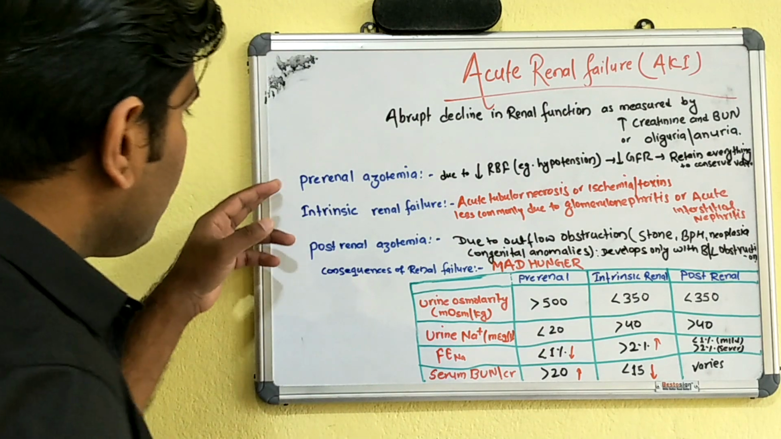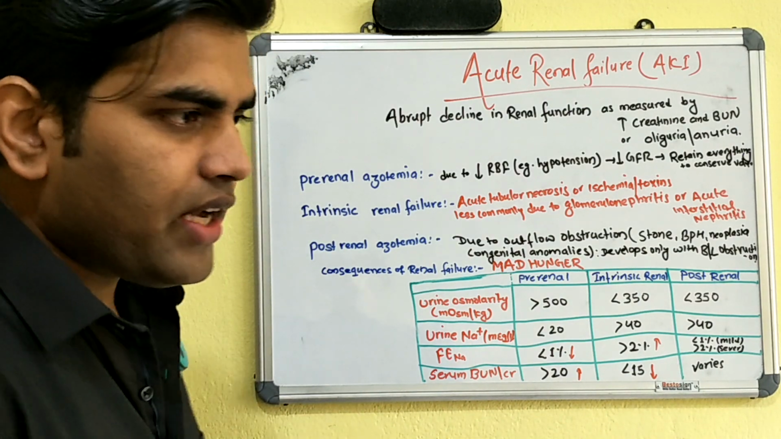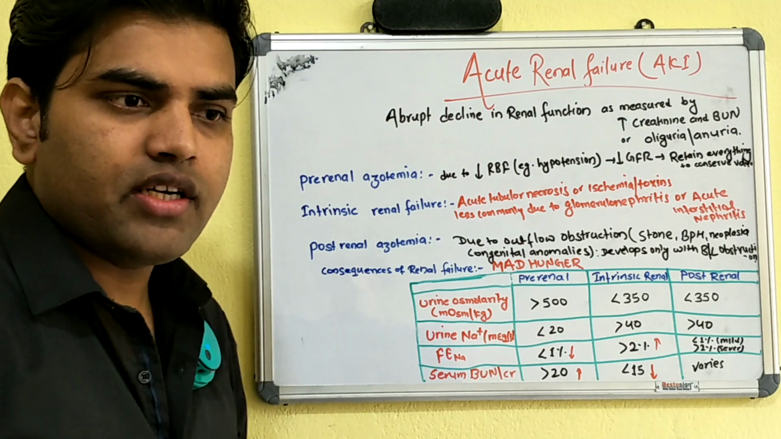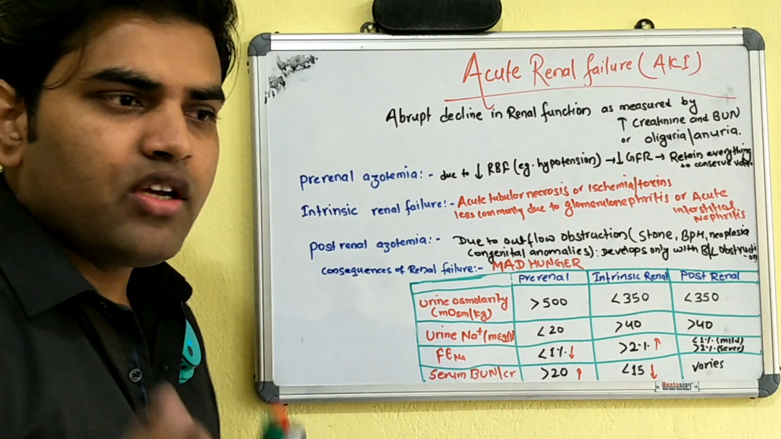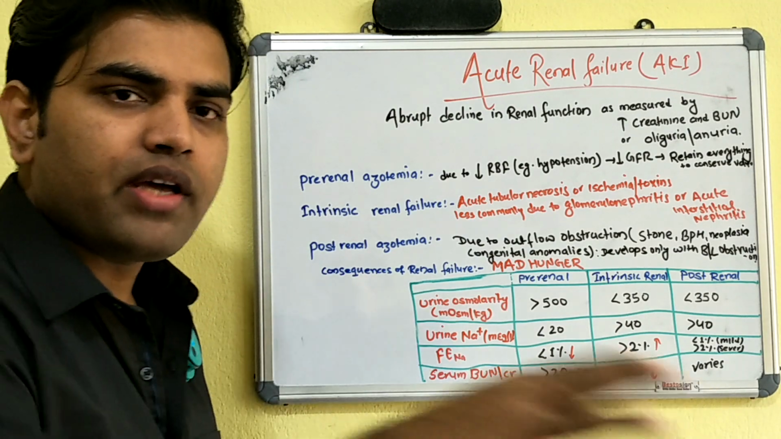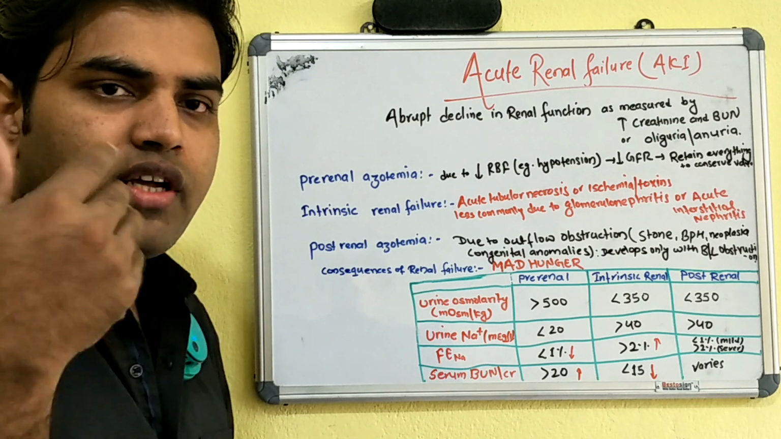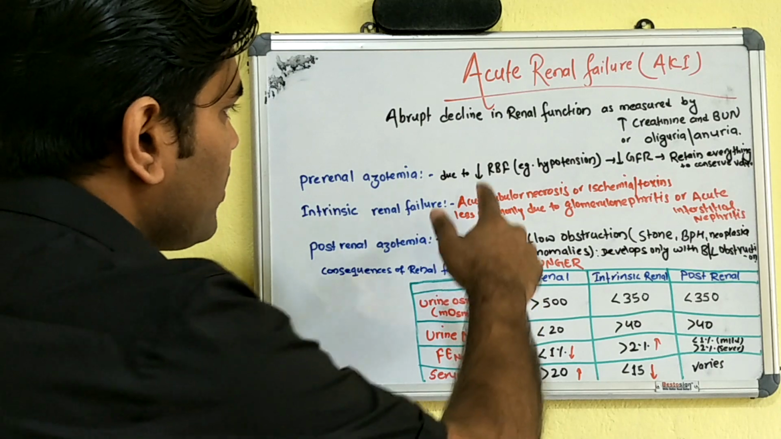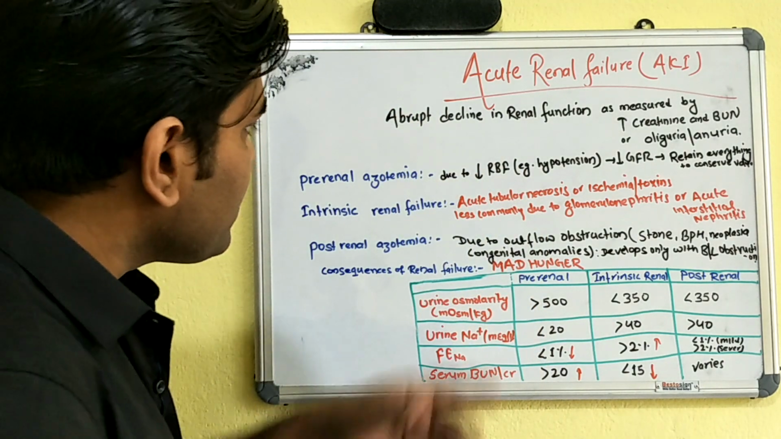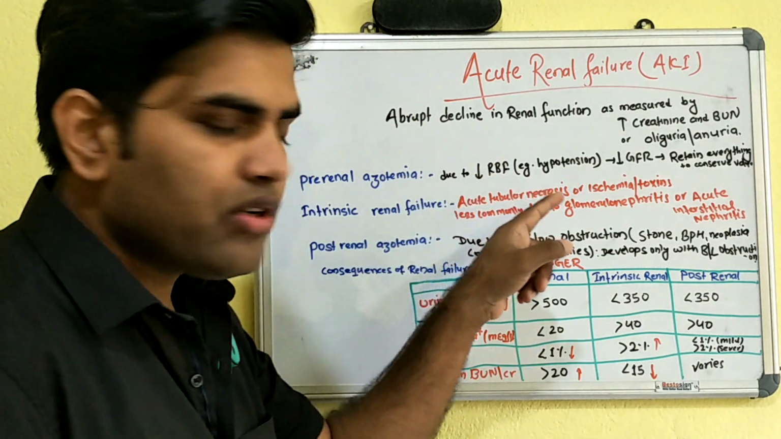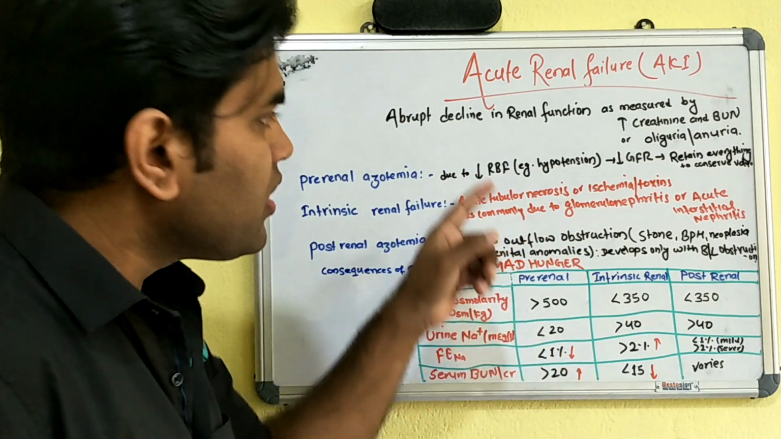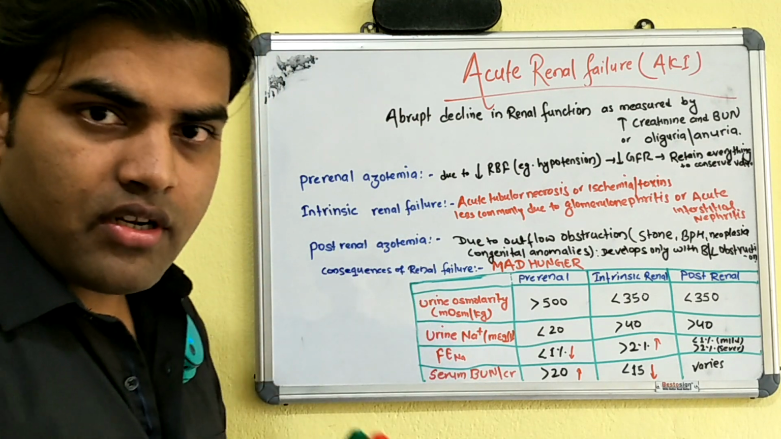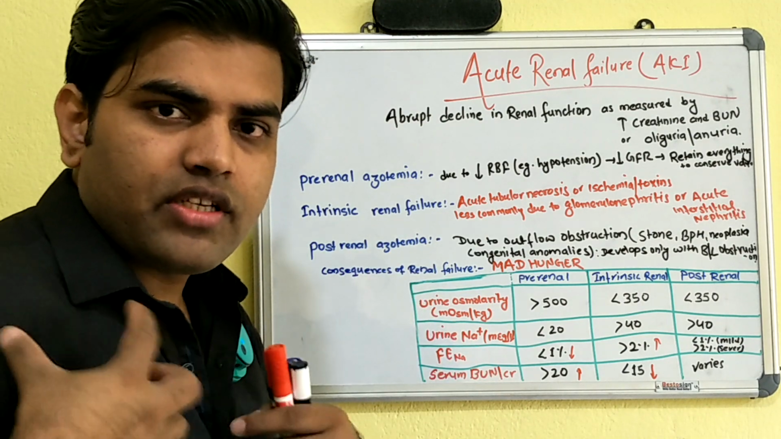Okay, so in pre-renal azotemia, as I have mentioned, the problem is before the kidney. It is not damage of the kidney. Before the kidney, we supply the blood to the kidney. So if there is any cause that leads to a decrease in the blood supply to the kidney, a decrease in renal blood flow, because of hypotension, then that will lead to a decrease in GFR.